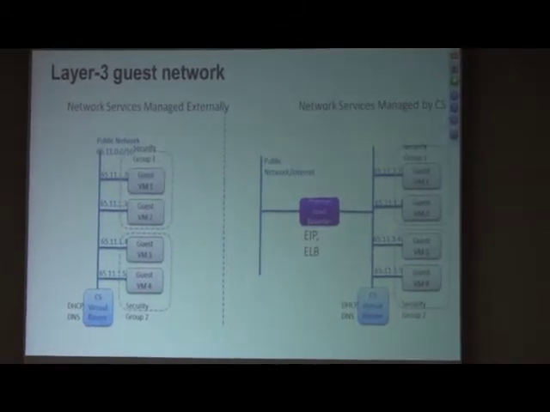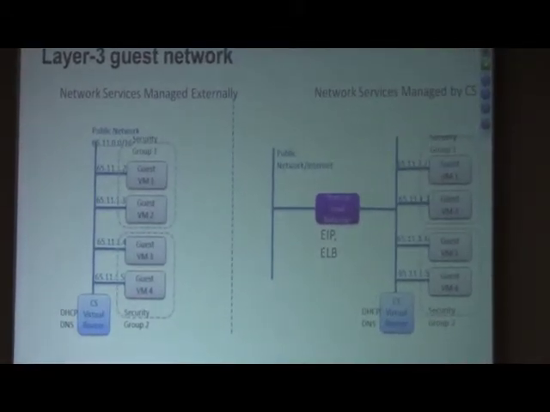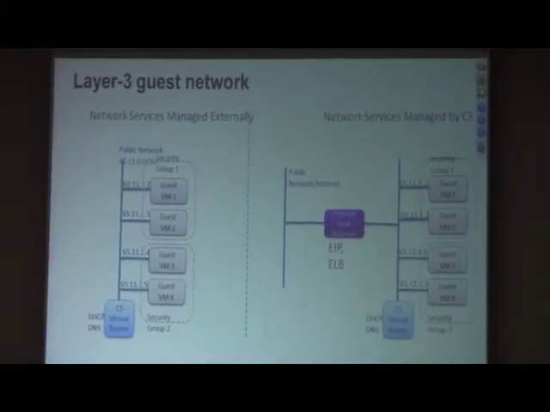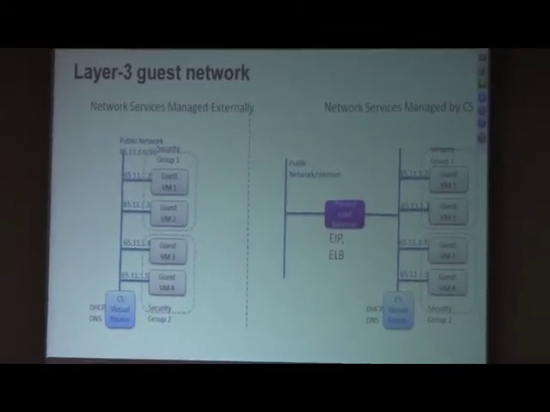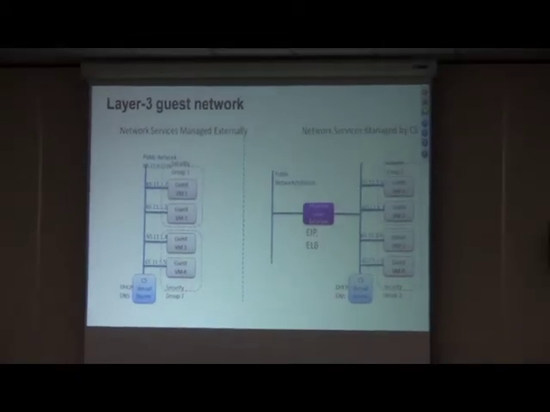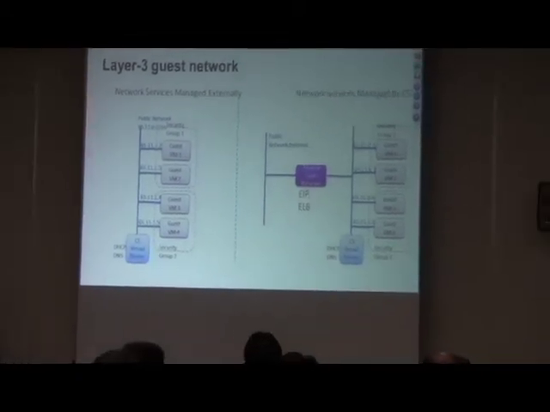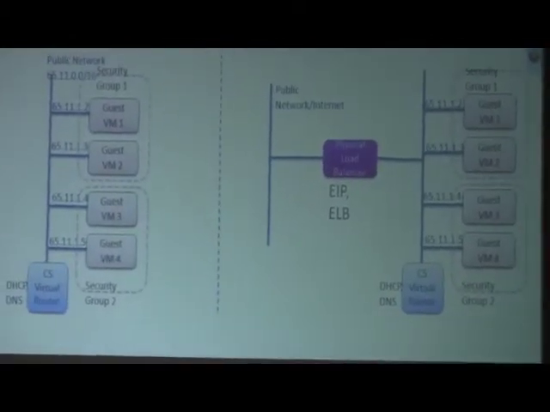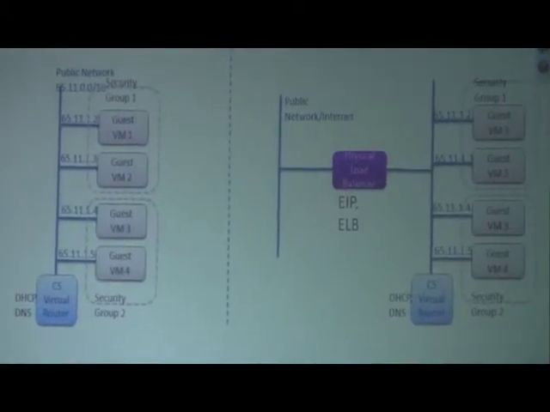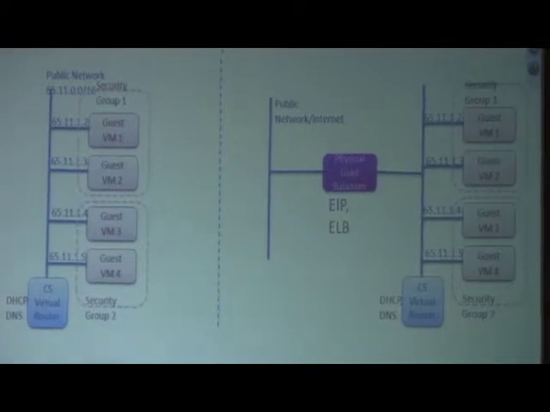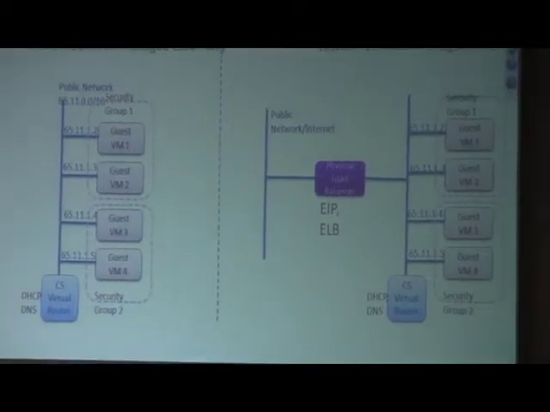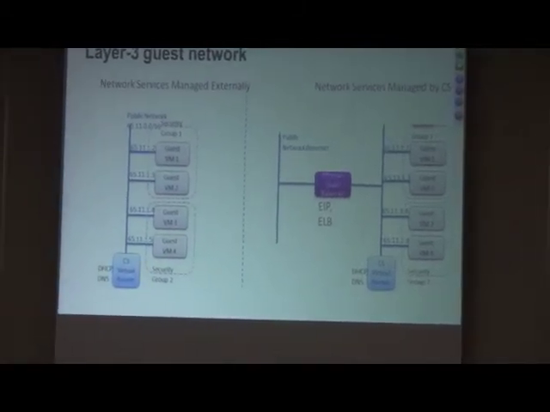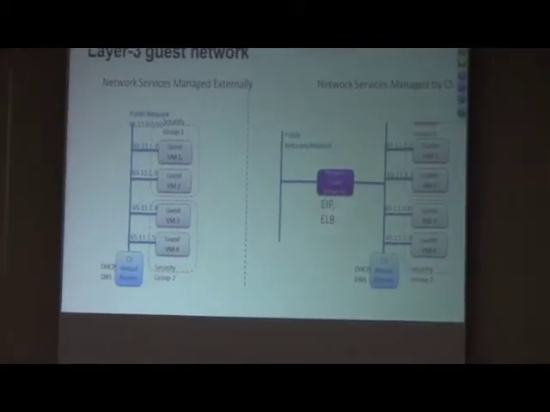We support layer 3 guest networking, and this is pretty much like Amazon's network, where everybody is on the same network segment but is isolated from each other by using security groups. And network services are managed by CloudStack. So under the same network group, you can place a physical load balancer, for example, like the Netscaler, and provide VIP and ELB services.